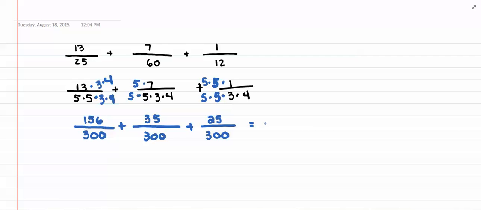Now that the denominator is the same, you can go ahead and add the numerators. You will have to reduce the fraction down at the end, though, but now you have the common denominator and you're allowed to add the fractions up.